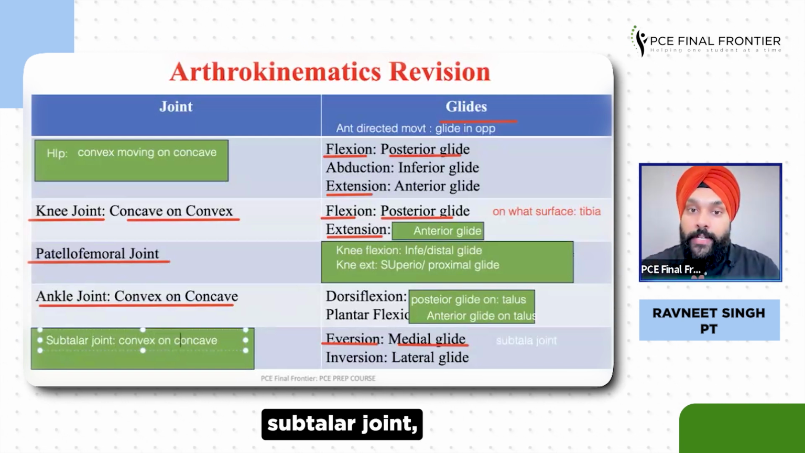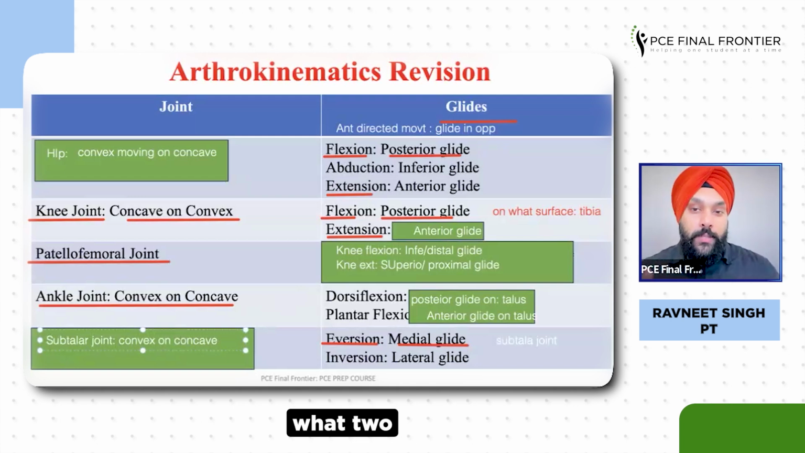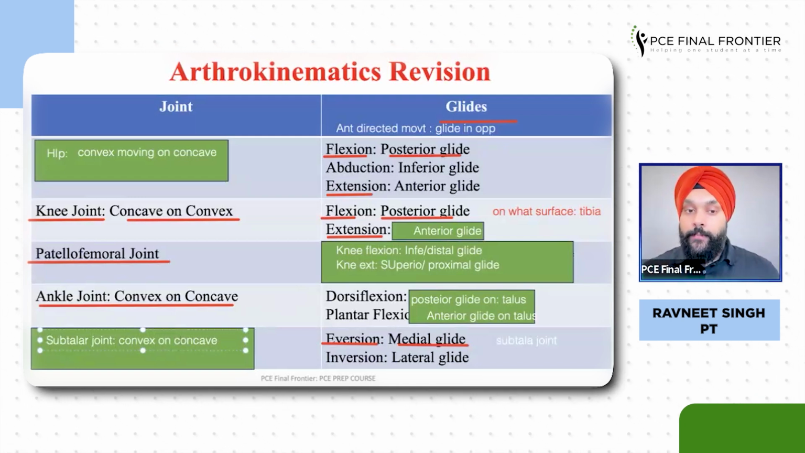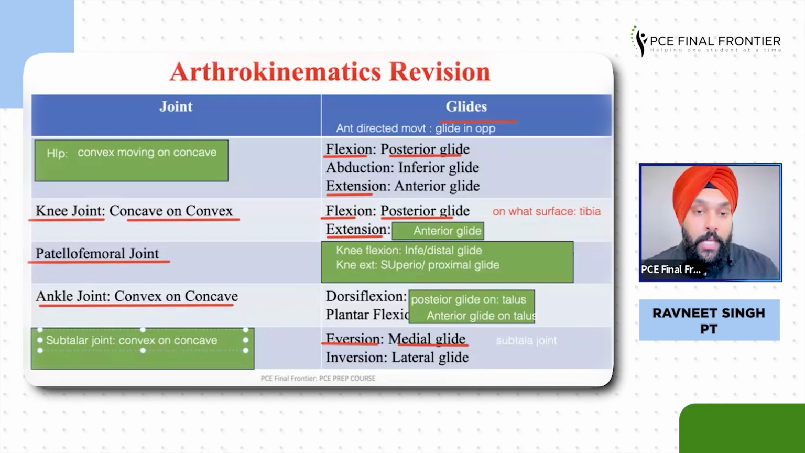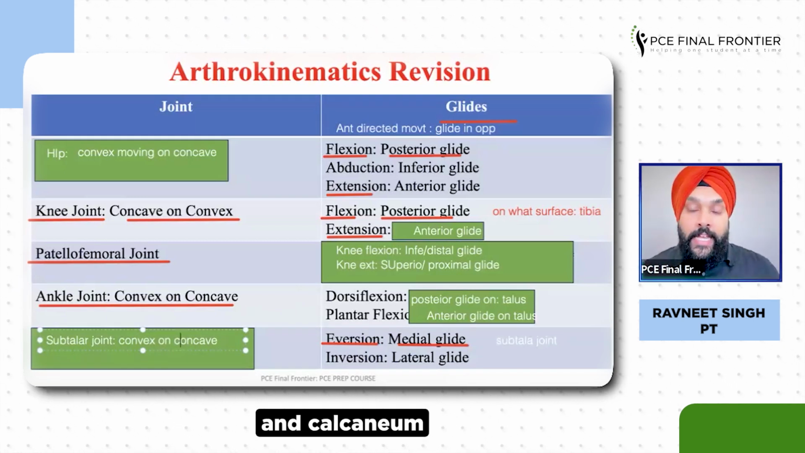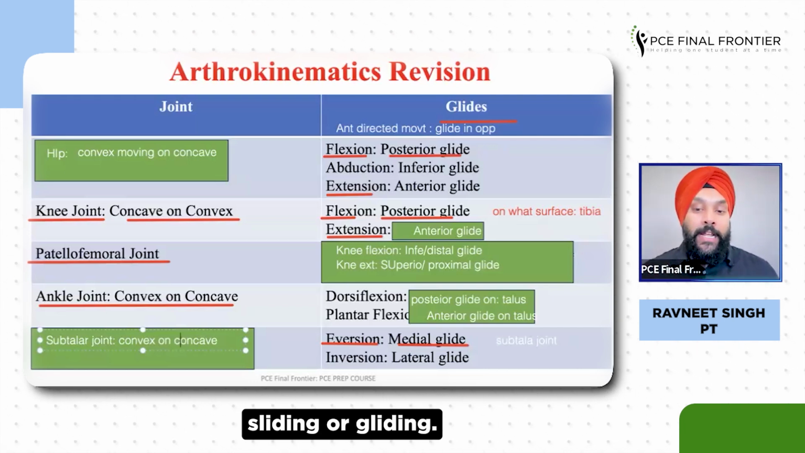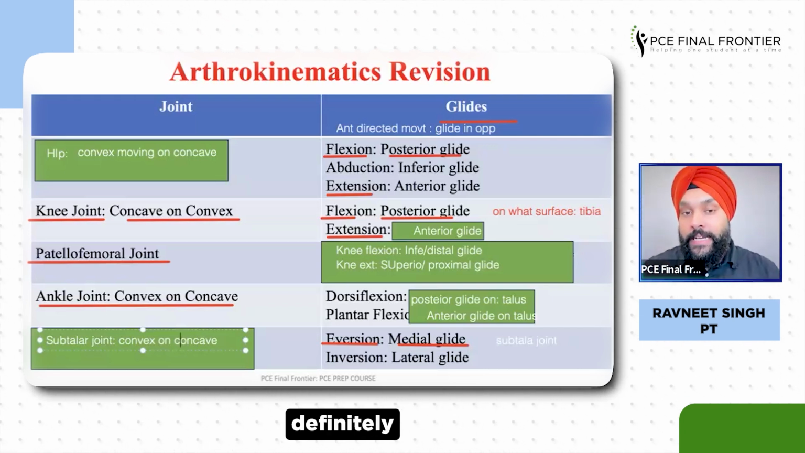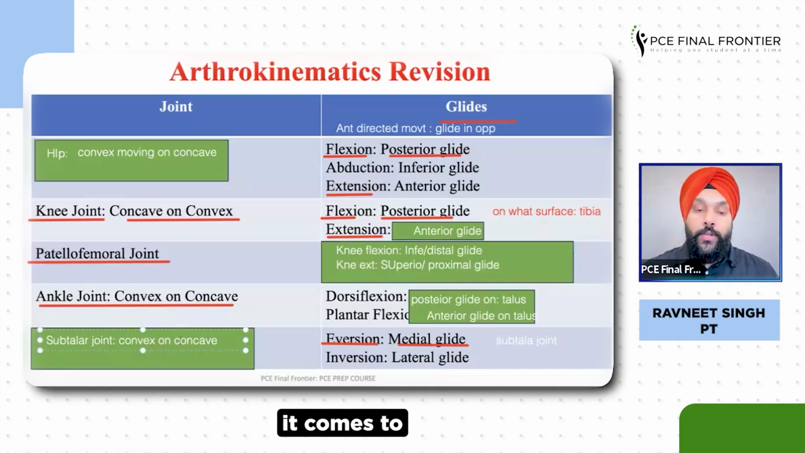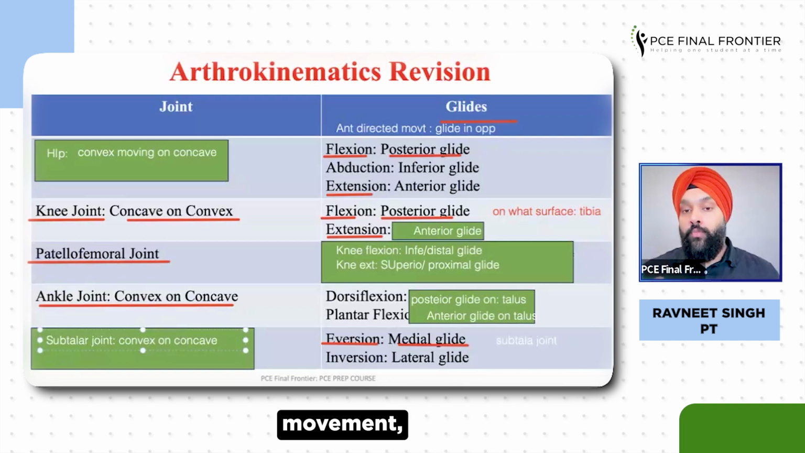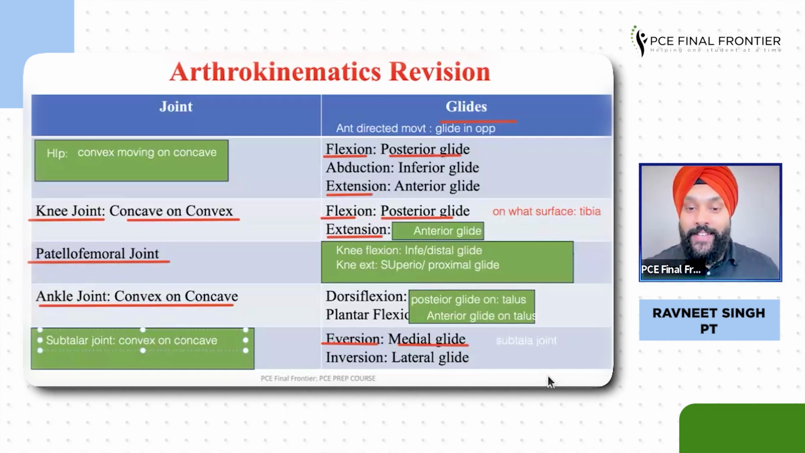So when we speak of the subtalar joint, which bones are we looking at? What two articulating surfaces make a subtalar joint? Talus and calcaneum. So speaking of talus and calcaneum, which bone are we moving? Which bone are we gliding? That's definitely the calcaneum, because when it comes to eversion and inversion, it's the calcaneum movement, the most distal movement. That is right. Okay, great.